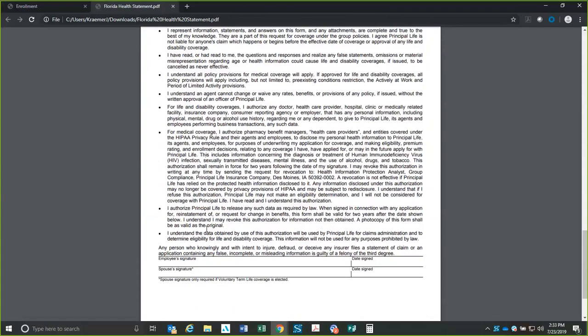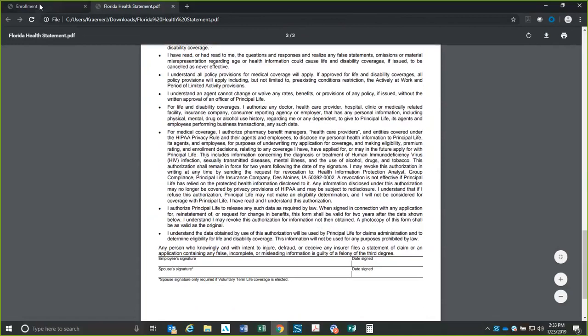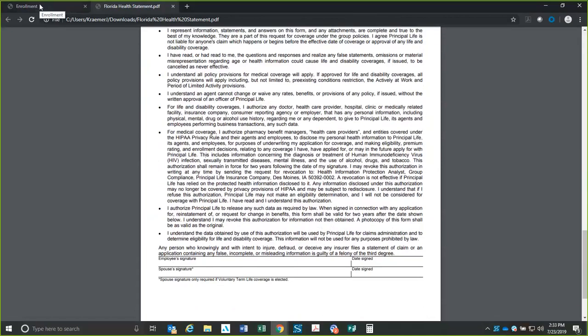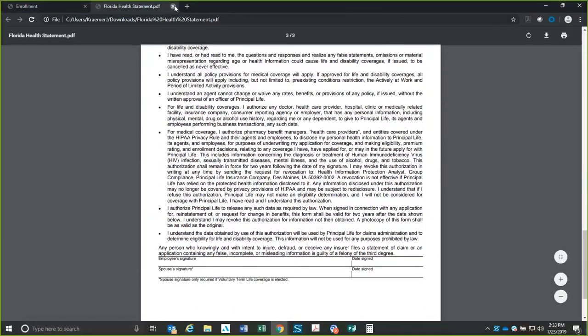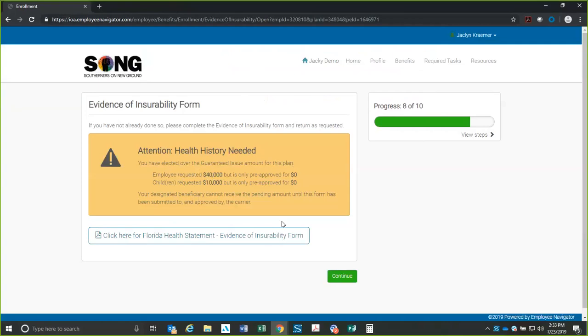All you'd have to do is get that back to Julian or myself, and we'll be able to get it over to Principal for you. The benefits are going to pend in this system until it's approved. So what happens is the carrier is going to send you a letter, and the carrier is going to send your employer a letter. And then we will update the system with that information, and then you'll see it approved in here as well. As long as we click on that, we can continue.